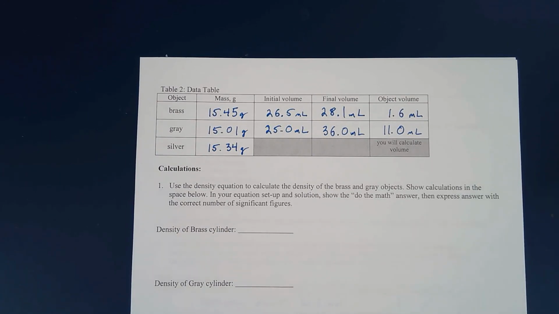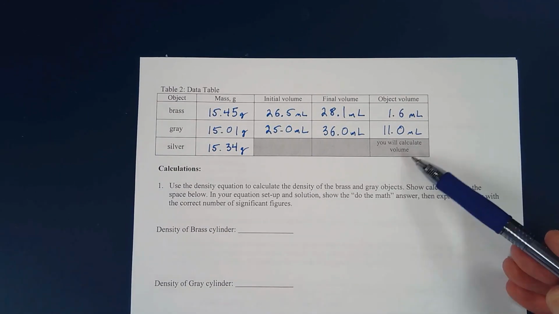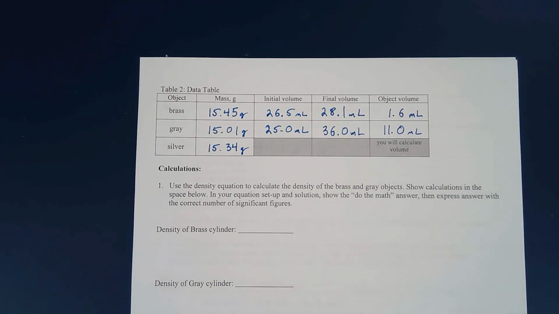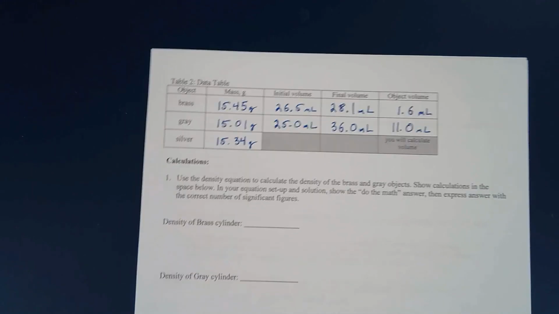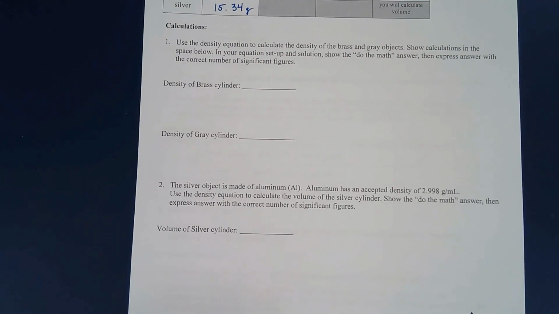That is how volume displacement works. Now, what about the silver cylinder? It says here you're going to calculate the volume. The silver cylinder I know is made of aluminum, and I know the density of aluminum. You can see it down below on your lab: the accepted value is 2.998 grams per milliliter. So if I know the mass of the aluminum and I know the density, I can calculate the volume of the cylinder. I didn't have to measure it by volume displacement.